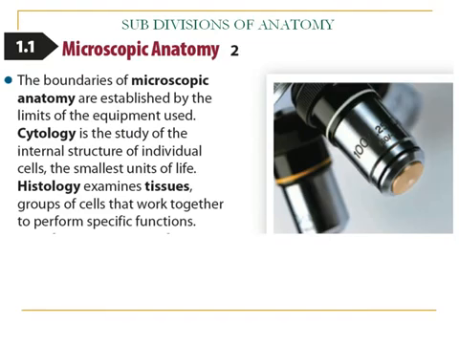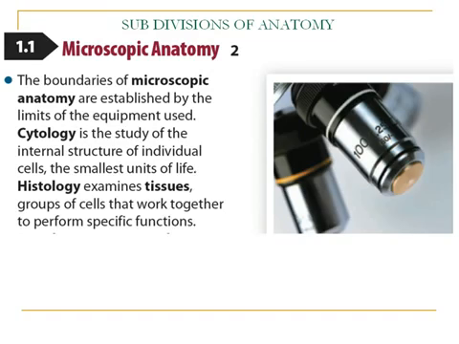Now we are going to talk about the different subdivisions of anatomy. What are the different branches of anatomy that I am going to deal with right now? The first one is microscopic anatomy. Microscopic anatomy is the study of the human body with the aid of the microscope.